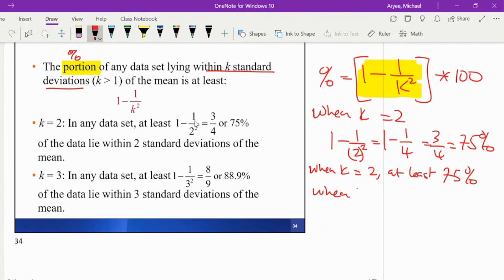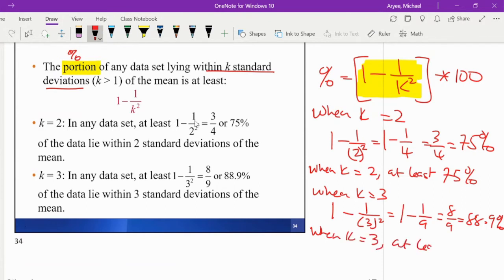Now, what about when k is 3? Then you're going to do 1 minus 1 over 3 squared. This is 1 minus 1 over 9, which is 8 over 9. That is 88.9%. So when k is equal to 3, at least 88.9% of your data will lie within 3 standard deviations. Don't forget that in Chebyshev, k can be any number greater than 1.